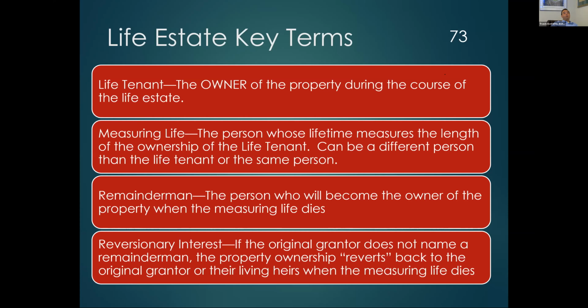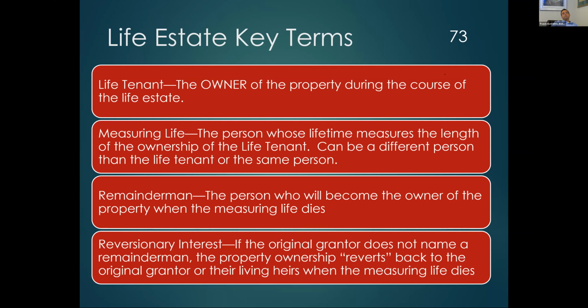You might want to structure something like that. Yeah, because even if your daughter sold it, it would still come right back to your grandchild. Question. Deborah, go ahead.